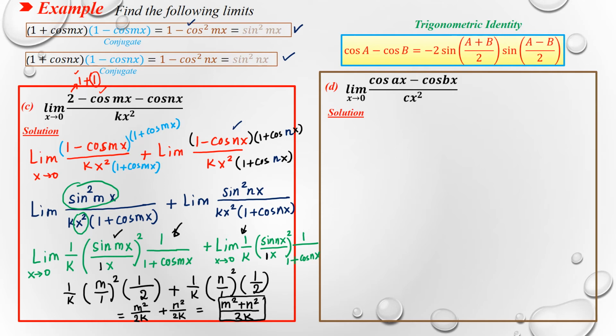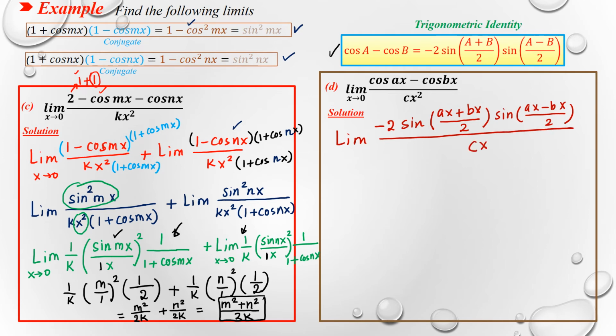For part D, we have cosine ax minus cosine bx divided by cx squared when x goes to 0. We have a trigonometric identity for the difference between two cosines: cosine A minus cosine B equals negative 2 sine of the addition divided by 2 times sine of the subtraction divided by 2. So we will use directly the trigonometric identity, and you will get limit negative 2 sine of the sum, which is ax plus bx divided by 2, times sine of the difference, ax minus bx divided by 2, all divided by cx squared when x goes to 0.